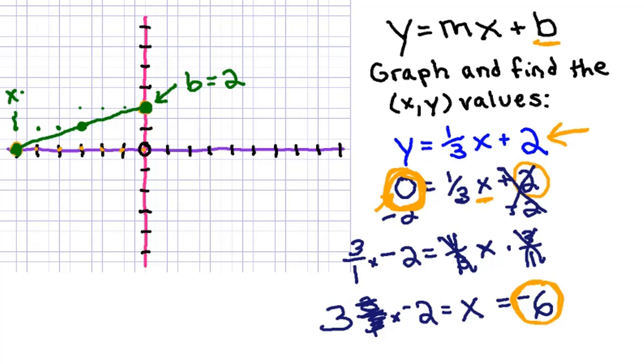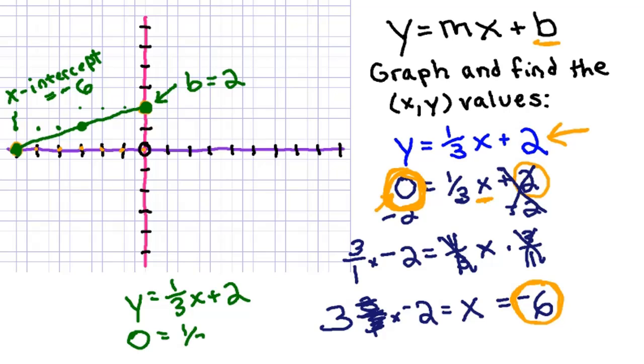And then the x-intercept is -6. So the point of this is that if you have one of these problems, this y equals 1/3 x plus 2, and you need to solve it, all you have to do is plug in 0 for the y, and then solve the formula algebraically, and you'll get an x-intercept point. And then you can graph the line.